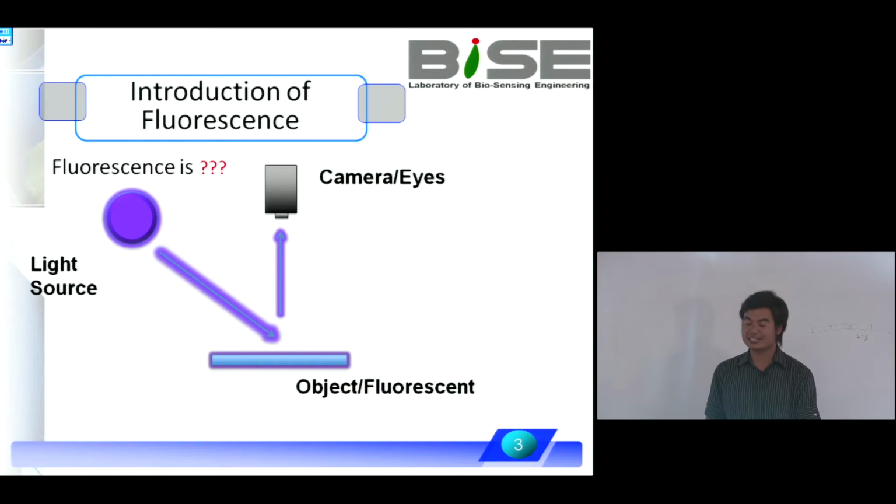This is about fluorescence technology. What is fluorescence? Here you can see this is the light source, and this is the object, or fluorescent substance, that can emit light once it is exposed to UV light, and this is the eyes or camera. Once the object is excited by the light source, especially UV light, it will emit some light, and your eyes can catch this light. This is usually called emitting light from fluorescence. So this is fluorescence.